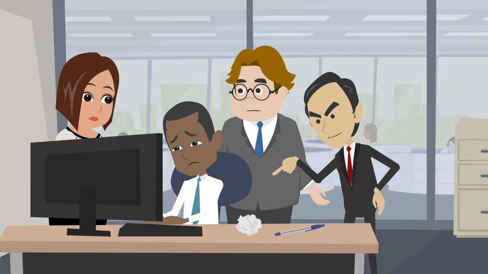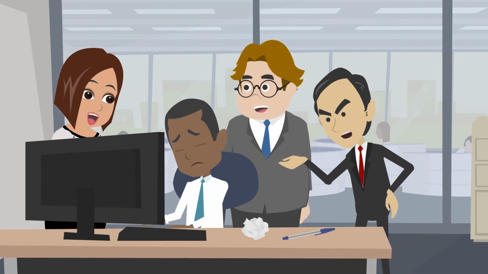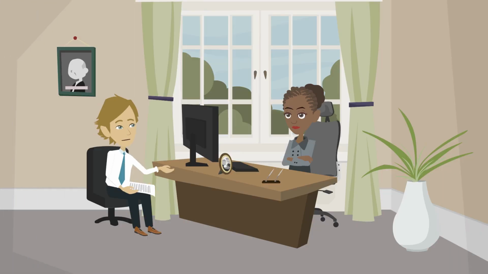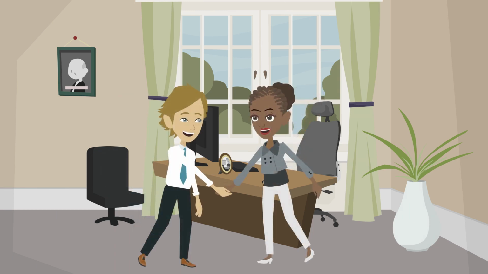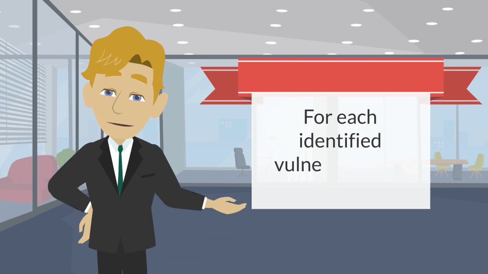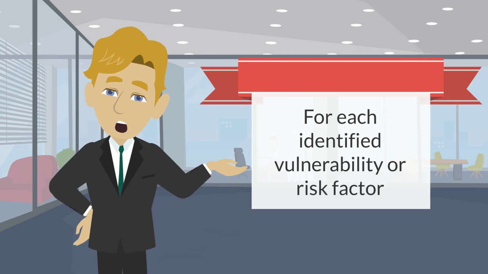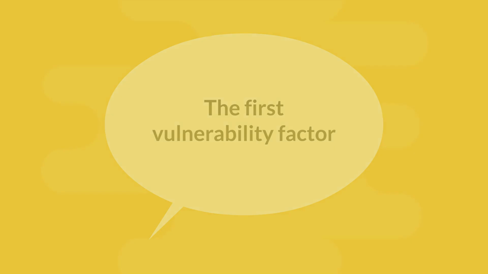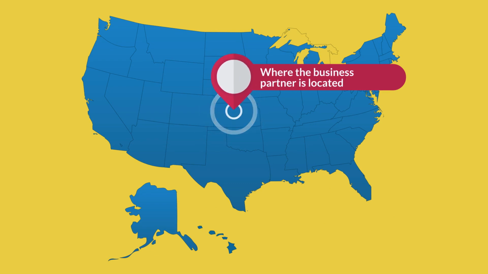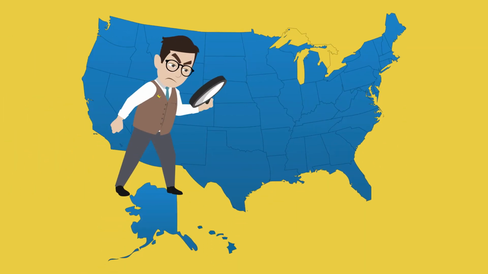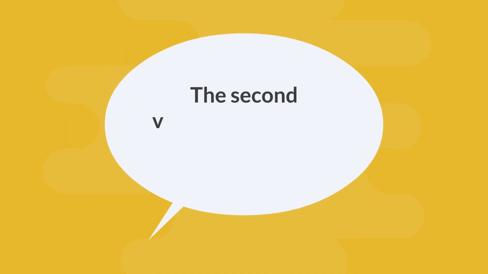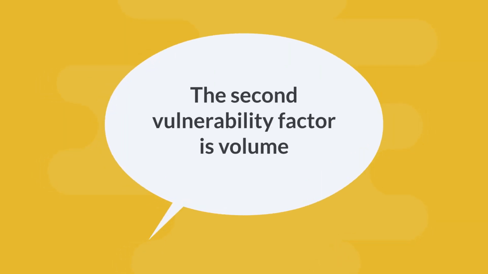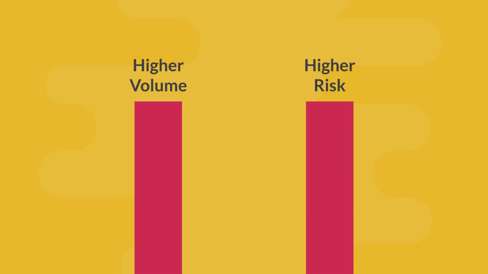For example, if the identified risk is an employee, then the mitigation measure might be that the business partner is screened to ensure that they have proper hiring procedures. For each identified vulnerability or risk factor, they should be ranked by either 1 for low, 2 for medium, or 3 for high. The first vulnerability factor is the country or region where the business partner is located. Refer to the threat assessment you conducted for that area or region to find out if it was ranked low, medium, or high. The second vulnerability factor is volume. Generally speaking, the higher the volume, the higher the risk.